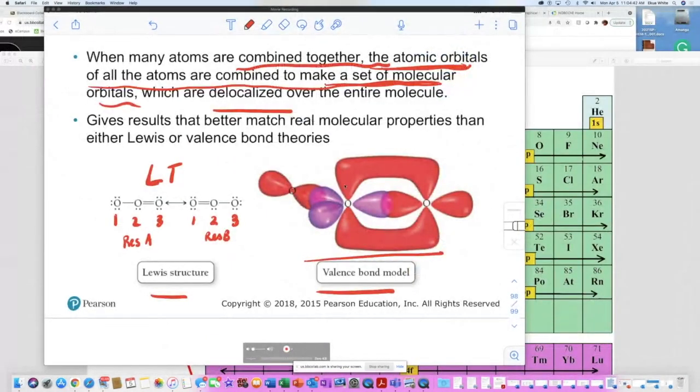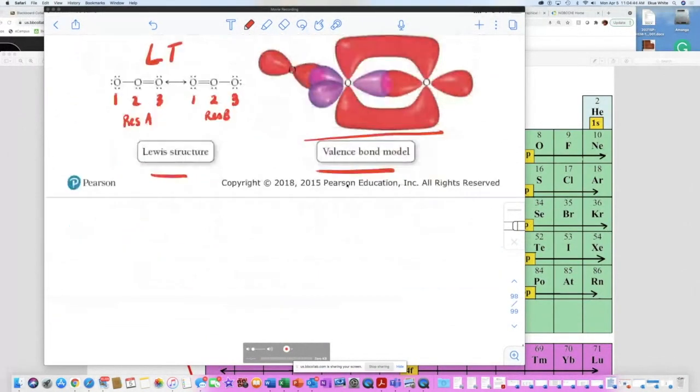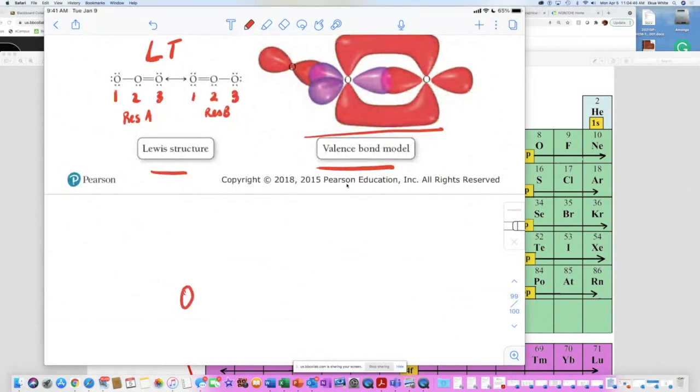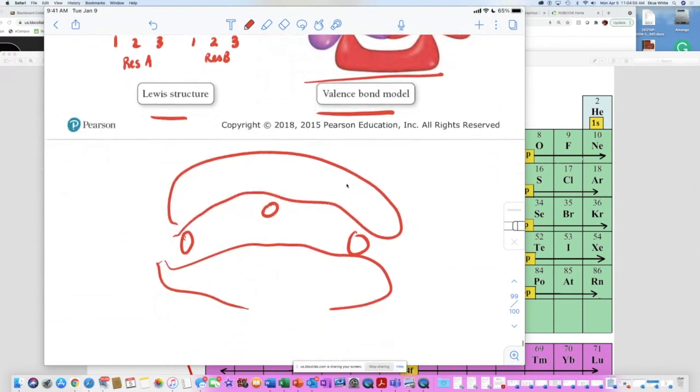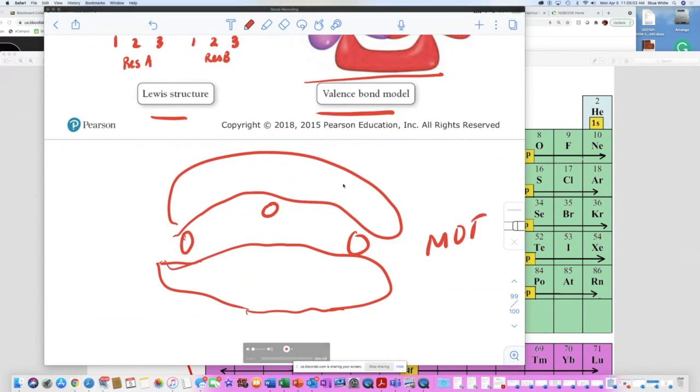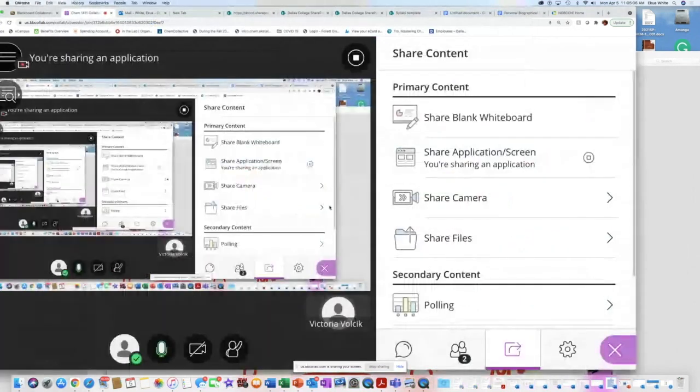Then that would be the valence bond model, where you have the three oxygens here, here, here. Then you have a big blanket looking thing on the top and a big blanket looking thing on the bottom. Sandwich looking thing. Looks like a little monster. Anyway, this is molecular orbitals here. They should have drawn the picture because my picture is horrible. But yeah, that's it. And that's the end of the chapter.